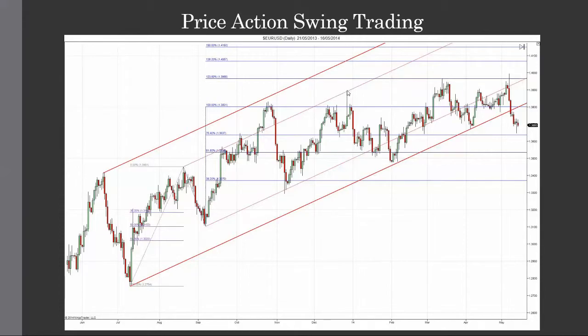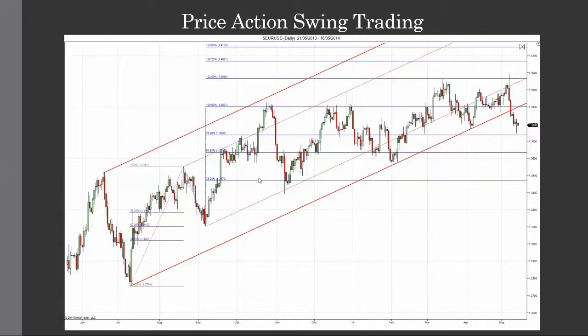Or, this top's particularly good. This is a very perfect rejection from this resistance here. And so this channel is a very good method for non-horizontal support and resistance. This can be thought of as support and resistance for the trend, rather than price support and resistance, which we've described as horizontal with these fib retracements and fib extensions.